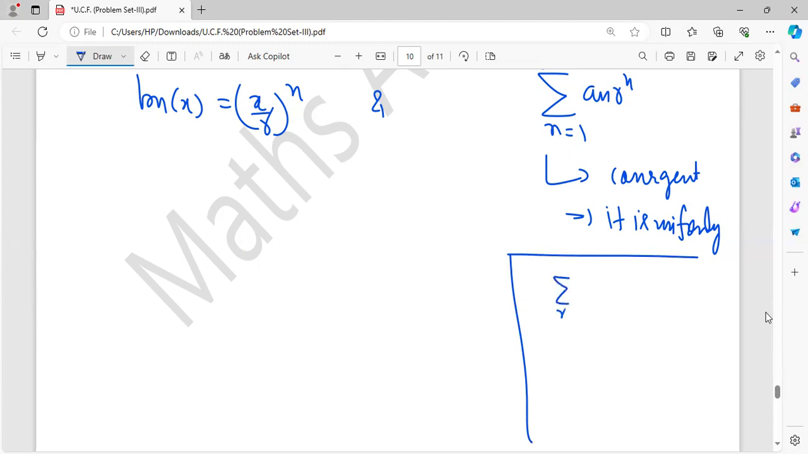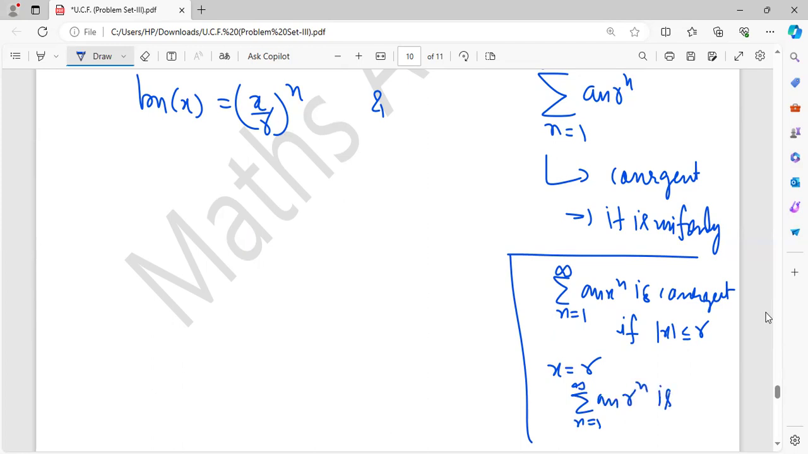It is given in the question that the series a_n x^n is convergent if x satisfies this. So I'm taking x is equal to r. It means the sum from n equals 1 to infinity of a_n r^n is convergent. If this is convergent and does not involve x, then it is uniformly convergent.